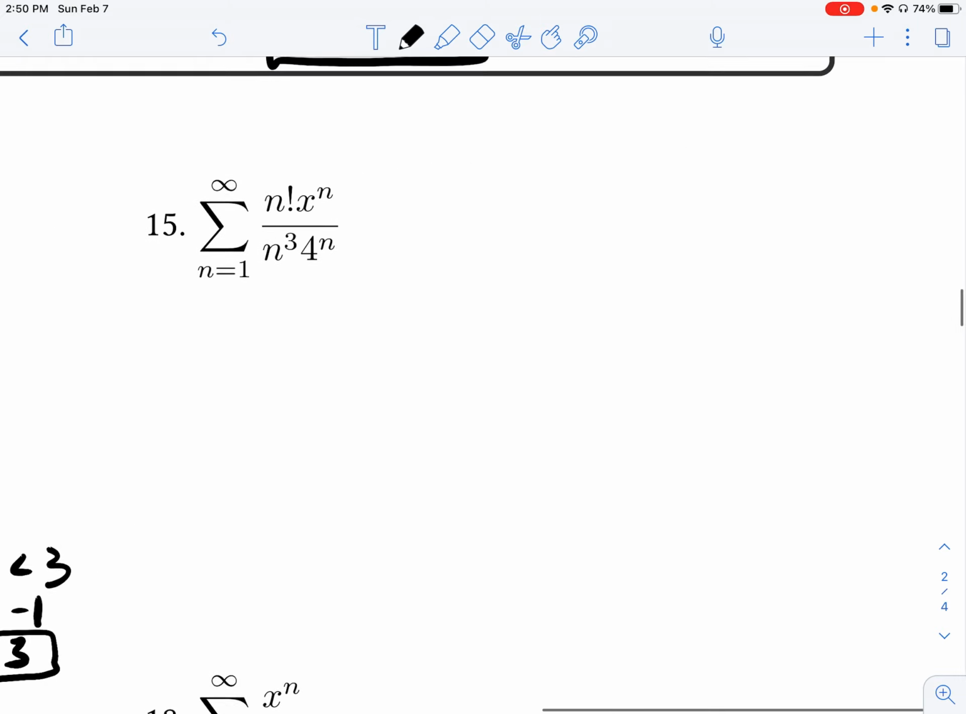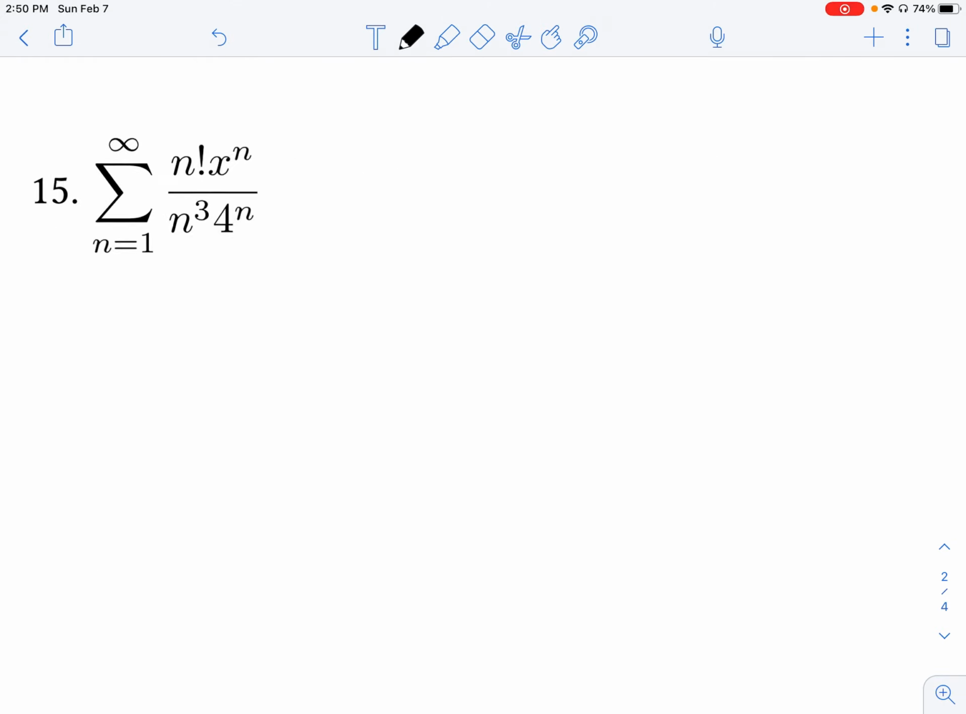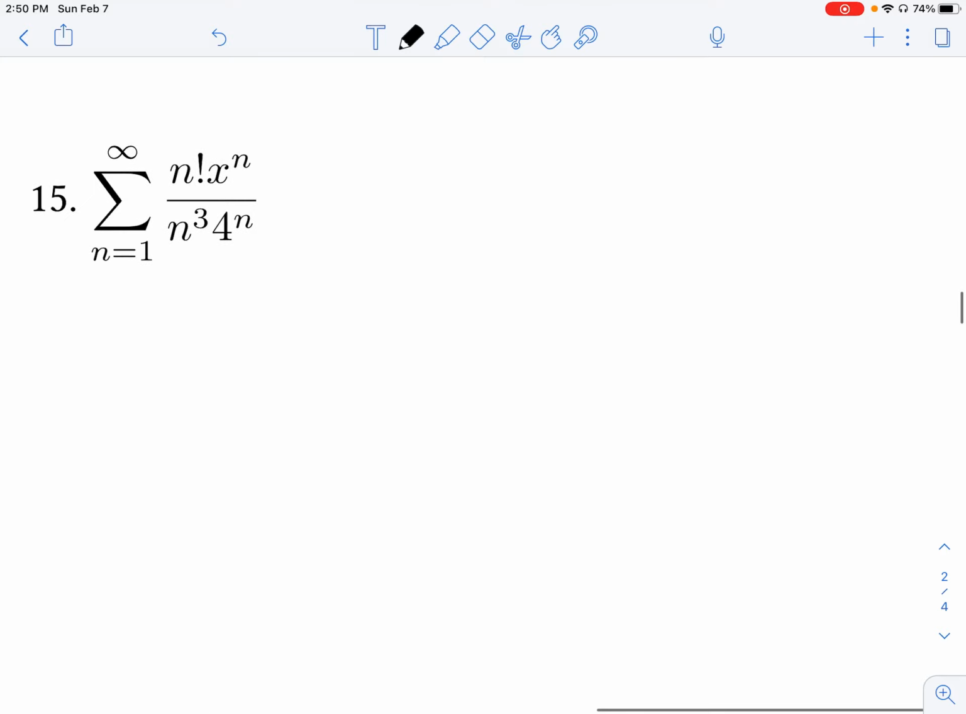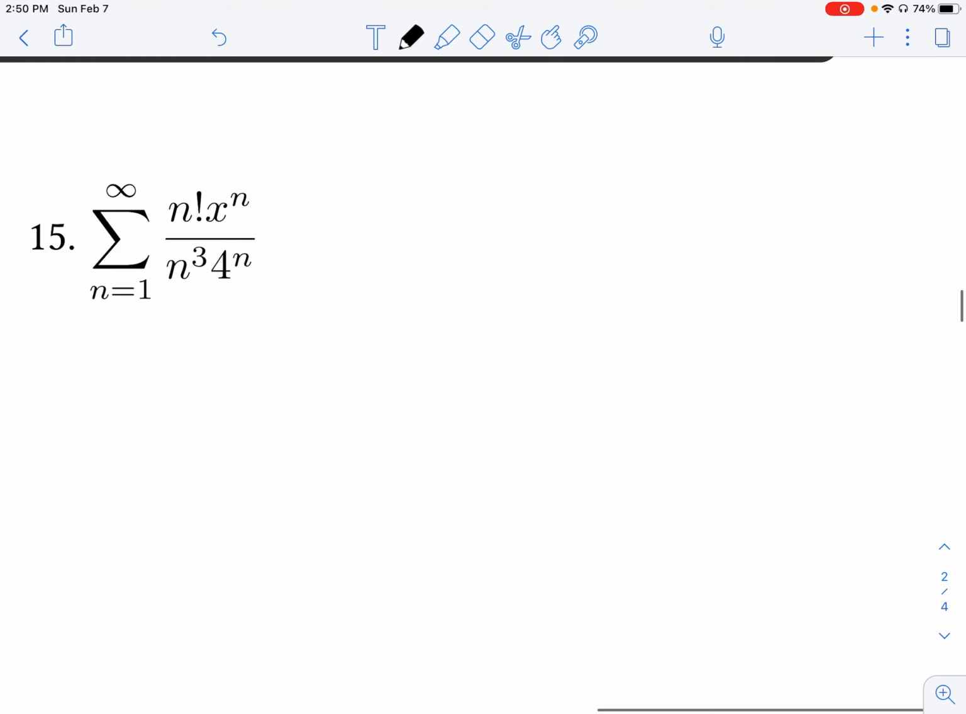Okay, let me do one more with you all. Number 15. All right. So this is going to be a little bit of writing. I'm just going to give you a heads up right now. Just as a forewarning, there's going to be a little bit of writing here. So we have the limit as n approaches infinity. Let's do the ratio test. All right, here we go.